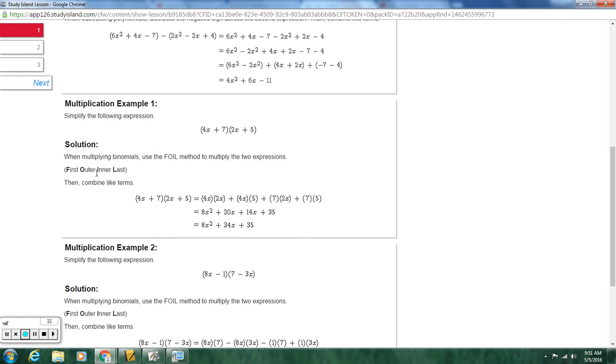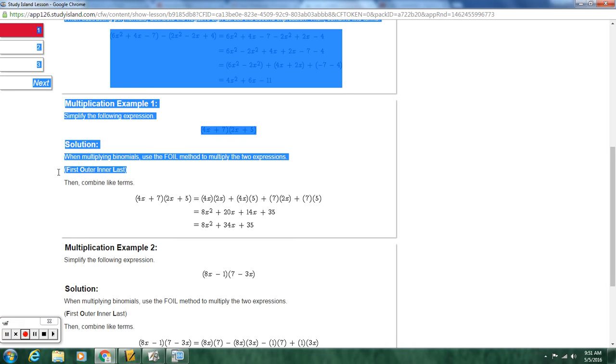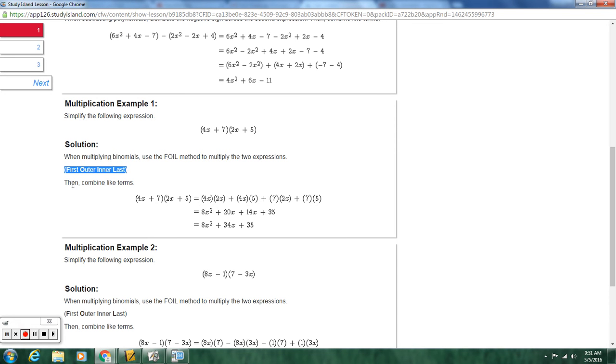Then we get into the, what do we call this? FOIL. First, outer, inner, last, where you're multiplying two binomials. So you multiply the first two terms, and this is where you add the exponents. So 4 times 2 is 8. You multiply like normal, but then you've got two x's, x to the 1 and x to the 1. So 8x squared. And the outside term, 4x times 5. That's where the 20x comes from. Inside term, 7 times 2x. There's the 14x.